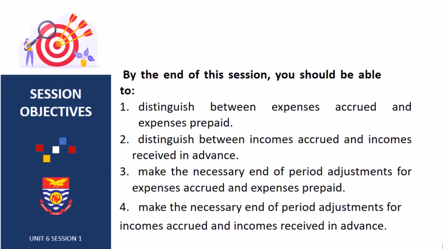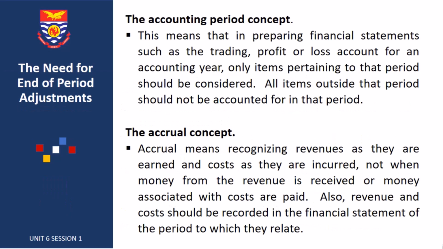By the end of this unit, you should be able to distinguish between expenses accrued and expenses prepaid, distinguish between incomes accrued and incomes received in advance, make the necessary end-of-period adjustment for expenses accrued and expenses prepaid, and make the necessary end-of-period adjustment for incomes accrued and incomes received in advance. We will start with the need for end-of-period adjustment.